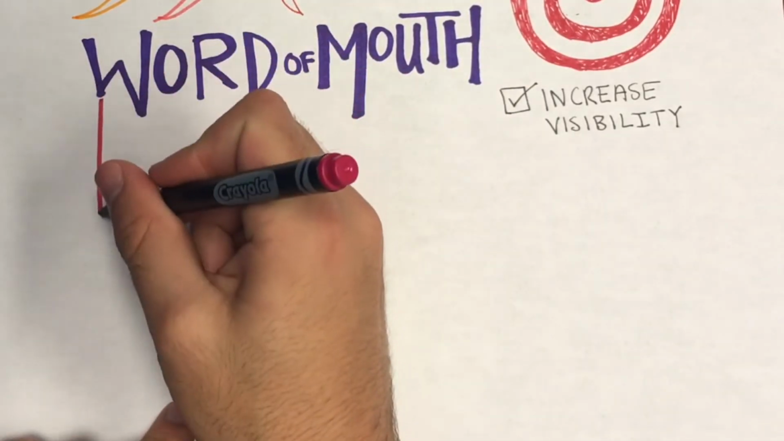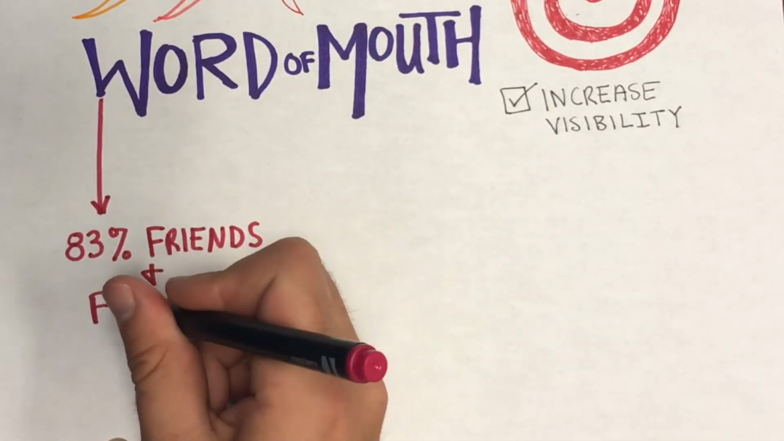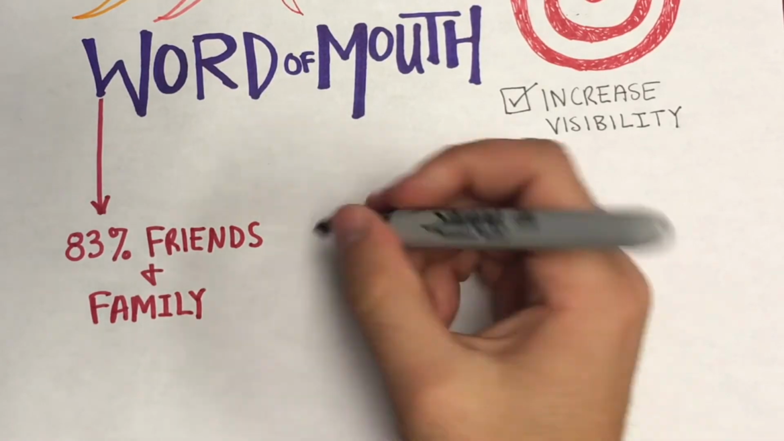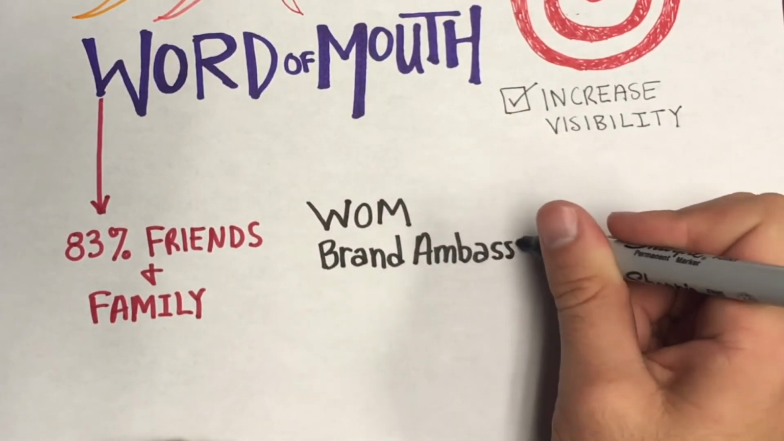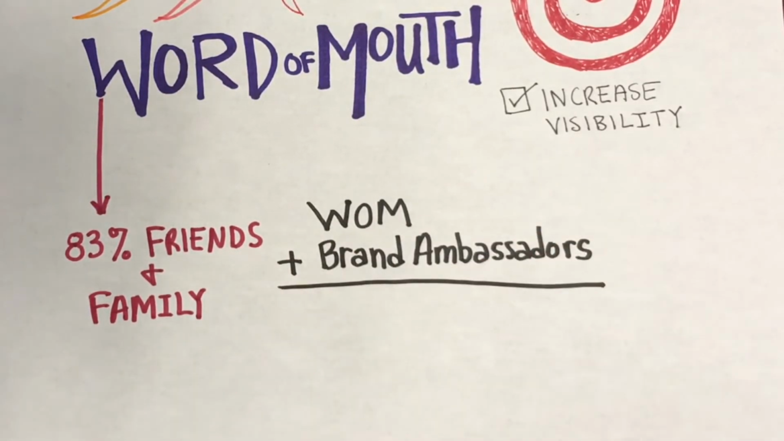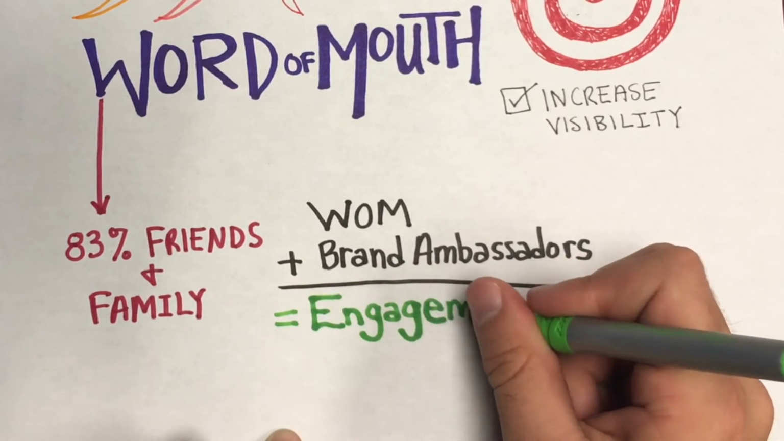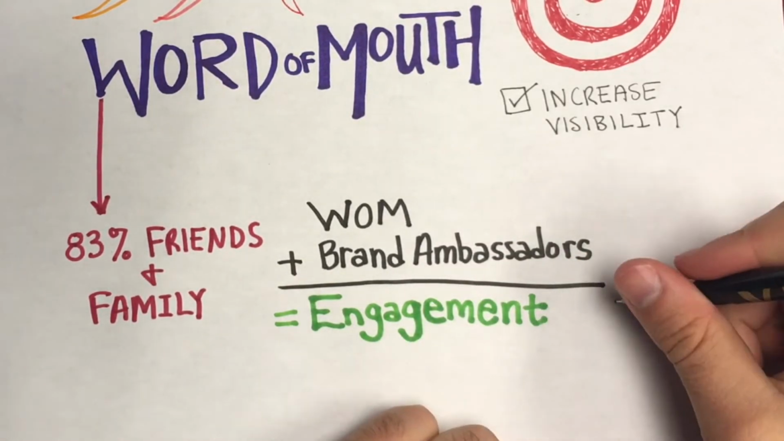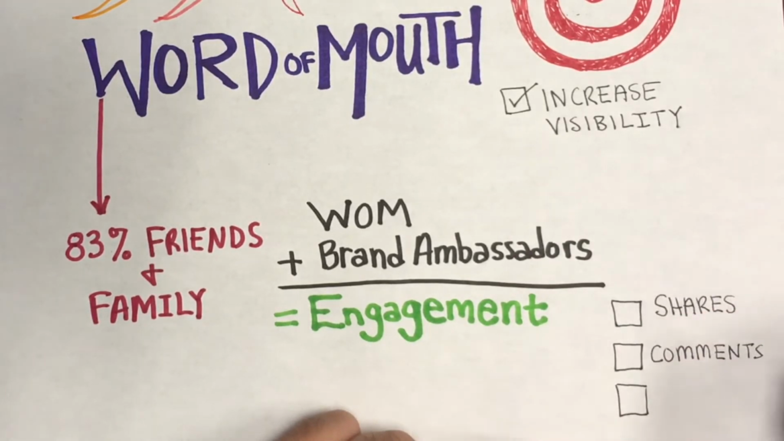According to the 2015 Nielsen Global Trust in Advertising Report, 83% of respondents in 60 countries say that they trust the recommendations of their friends and family. So, word of mouth marketing plus brand ambassadors should yield what every company wants from their consumers: engagement. We are confident that this strategy will increase the shared posts, the amount of comments on each post, as well as Point 3's follower count.